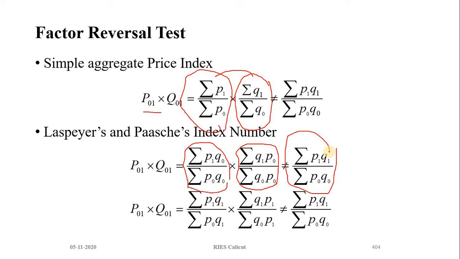Similarly, if you do it for the Paasche index number, here also you won't get these values. P01 into Q01 may not be equal to the value index number. So what you can understand from here is that the simple aggregate, Laspeyres, or Paasche index numbers are not satisfying this factor reversal test. Now we can check how the Fisher index number satisfies this factor reversal test.